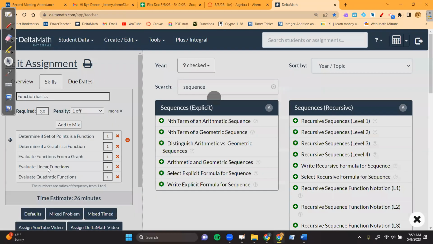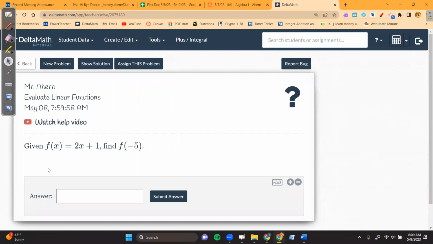The next section is evaluating a function, but this specifically is a linear function. That means that you won't have any x squareds or x to the thirds or anything like that. Linear just means x to the first. That means that if you were to graph it, it would be linear, a line, of course. So how do I evaluate f of -5? You guys remember this one?